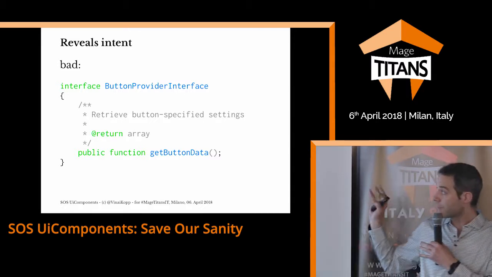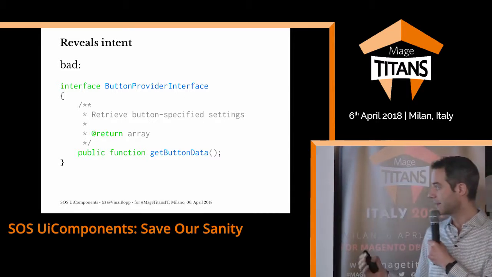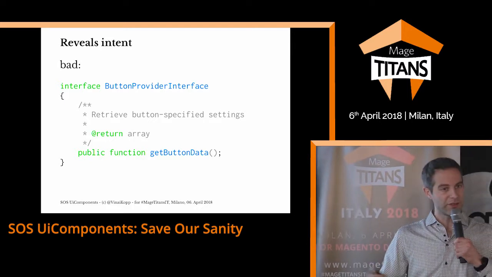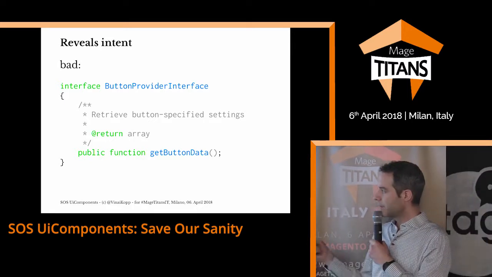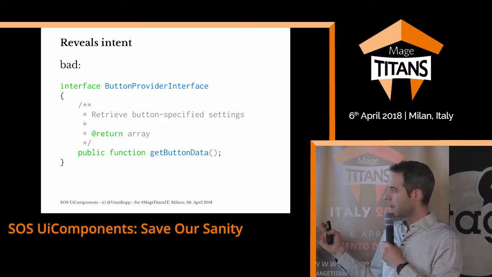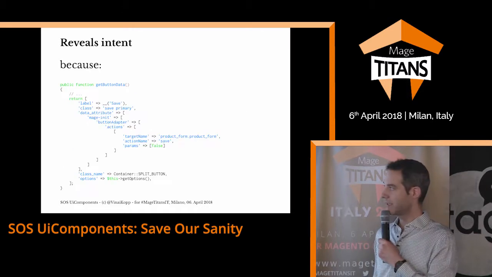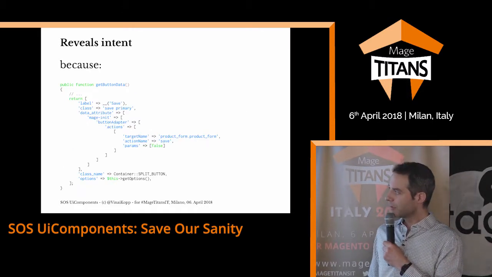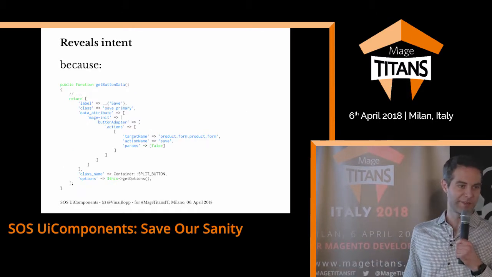So we have an interface, a button provider interface, and a method get button data, right? Looks good and nice and clean. However, if I want to implement this interface, what does get button data return, right? Something like this. How do I know what keys I should specify in the map?